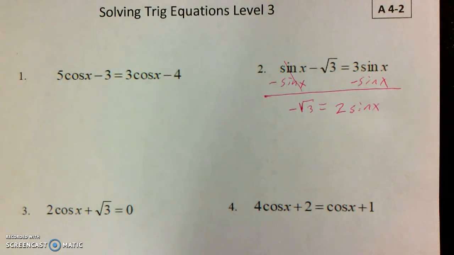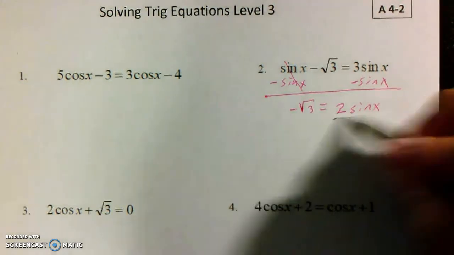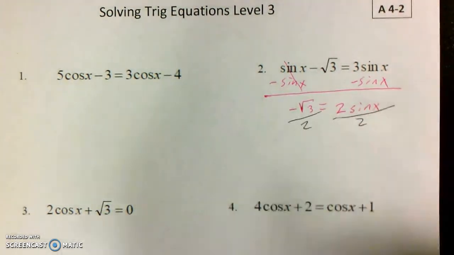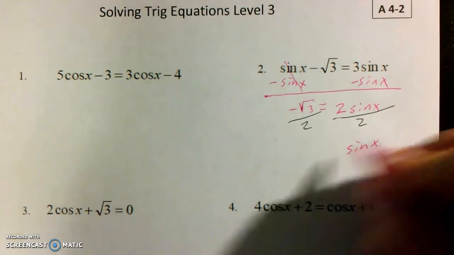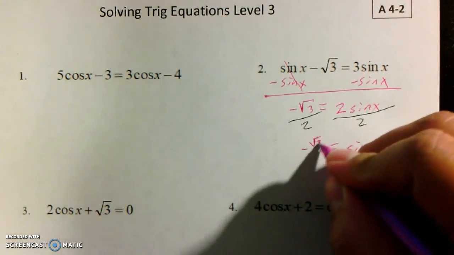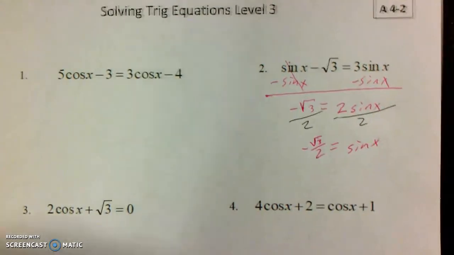And now what I want to do is get that sine by itself. So I'm going to divide by 2. And so now I've got sine x equals negative square root of 3 over 2. For the sake of time, I'm not going to give you the final answers on here, so you should be able to find those yourself.